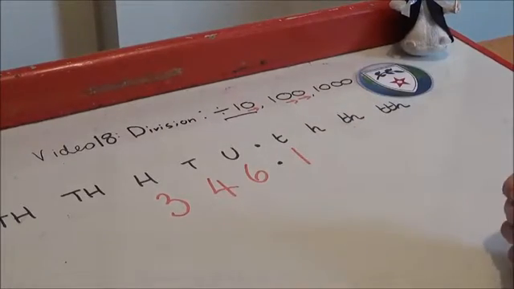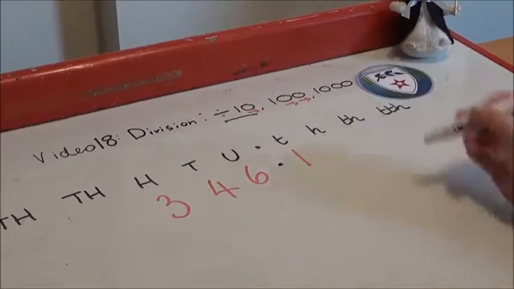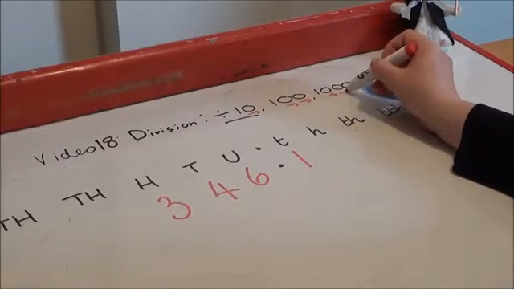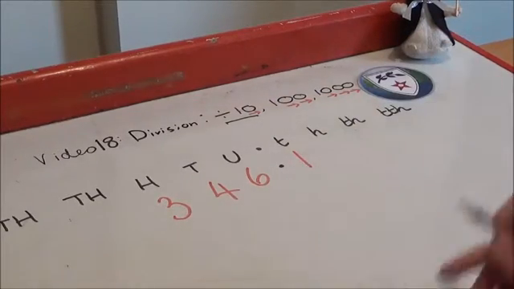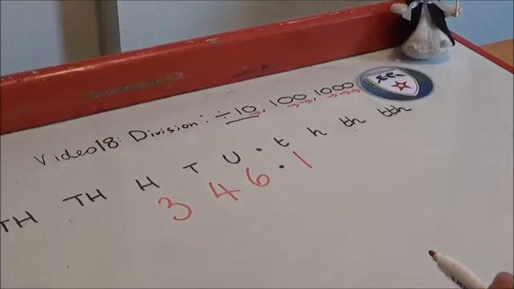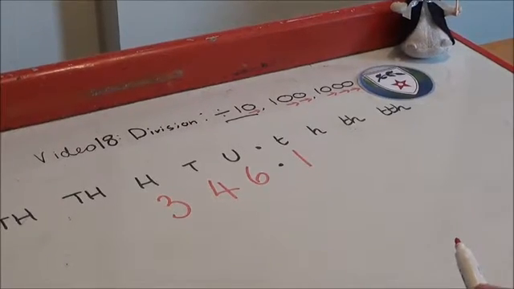So here we've got the number 346.1 and this time we're going to divide it by 1,000. We're going to make it 1,000 times smaller. So we're going to again move the place value position 3 times. But we're going to move it down the place value position to make it smaller, 1,000 times smaller.